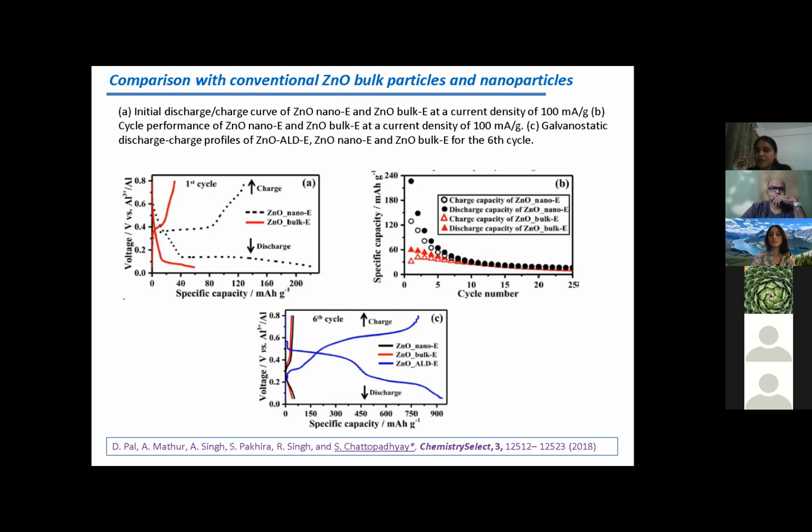So we have checked with the nanoparticle, just commercially available nanoparticle, how people used to do that for the battery system. So making a slurry with the conducting material and also the binder, and then the experiment has been done in the coin cell, and we have seen that it is very less capacity for that zinc oxide bulk and nano, but for ALD grown ZnO, that is very good.